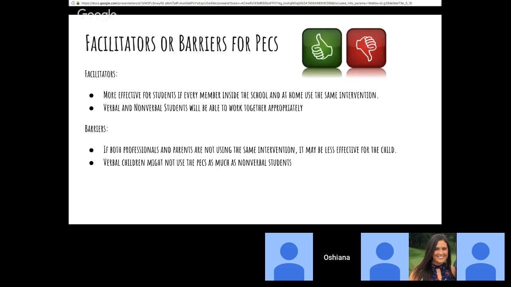The facilitators and barriers for PECs would be that if everybody in the school, the members, and at home use the same intervention using PECs, it'll be more successful for the children. And the barriers would be if professionals and parents are using different interventions, the child might not grasp it as well.